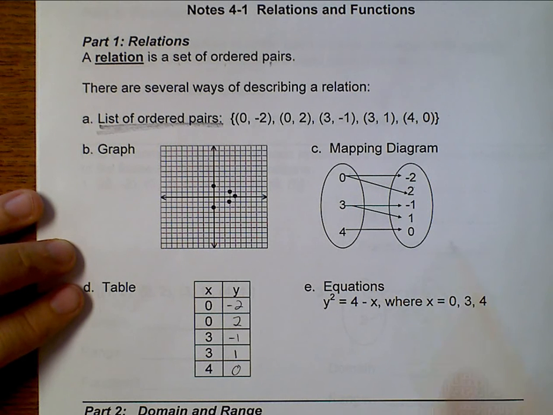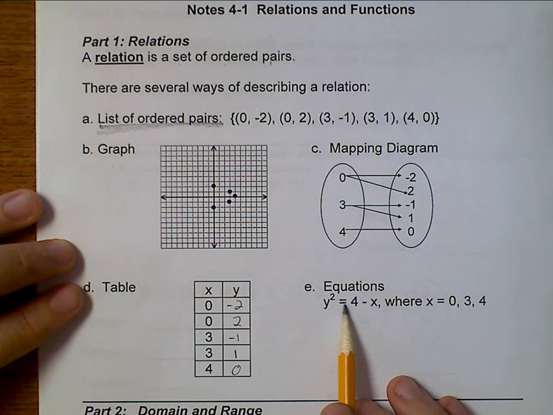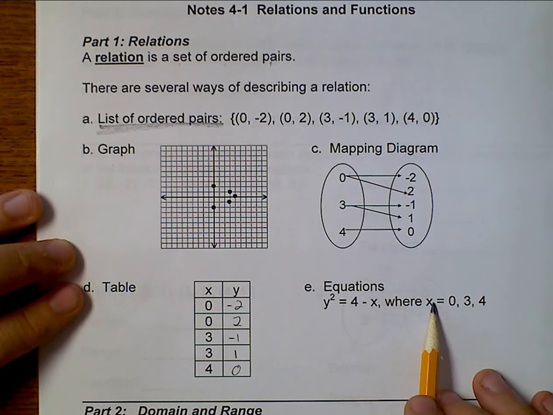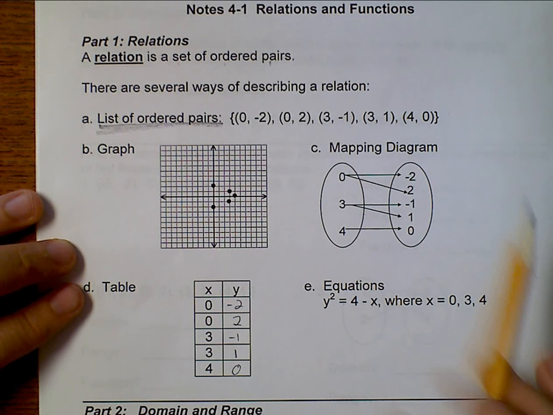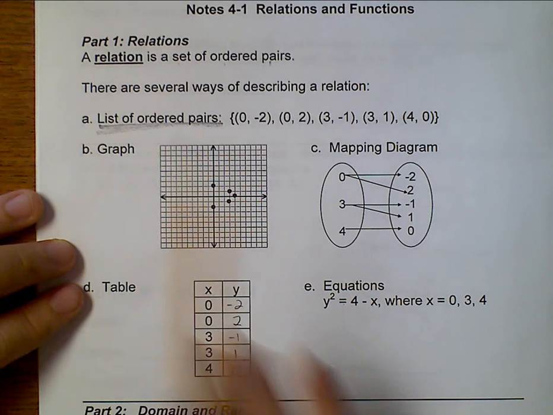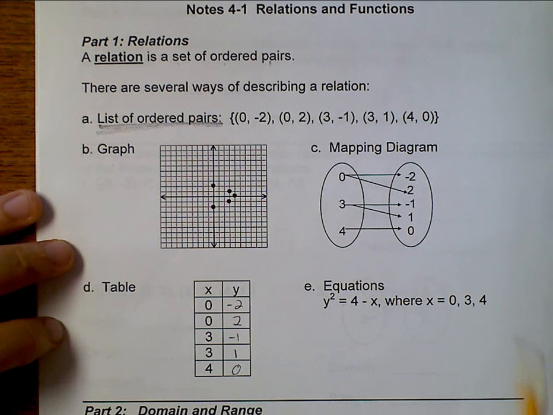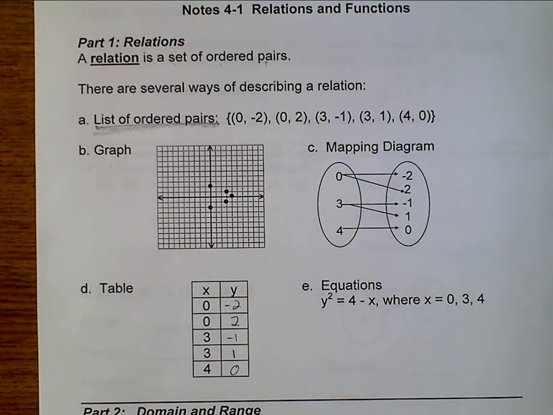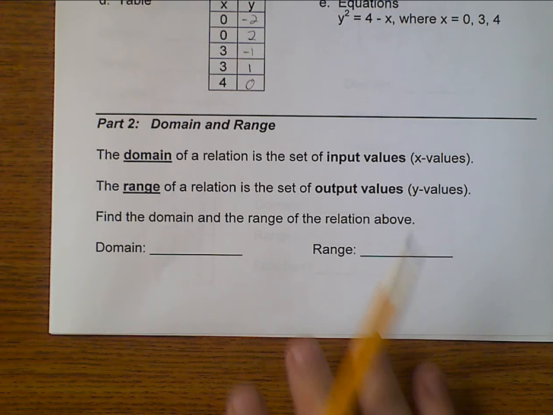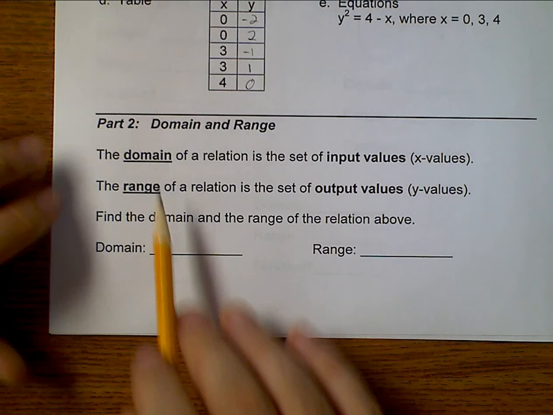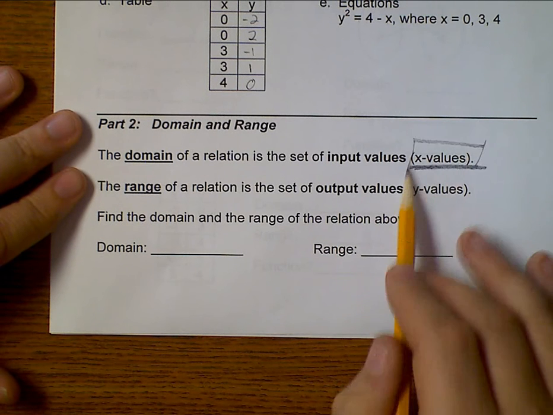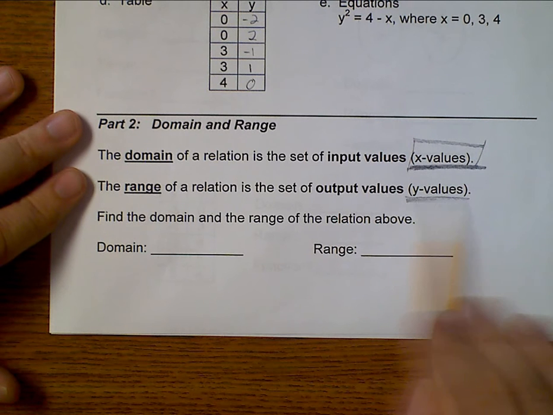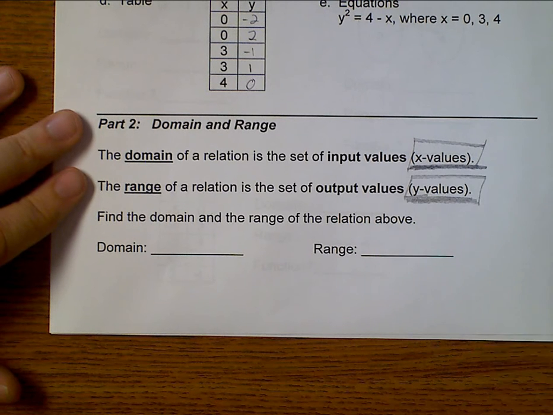And then we have equations, and the equation for this particular one is that y squared equals 4 minus x, where x is 0, 3, and 4. And so all of these are different ways to describe relations. Now, one thing that's important to know about relations is domain and range. So the domain is your input values, or your x values, and the range is output or y values.